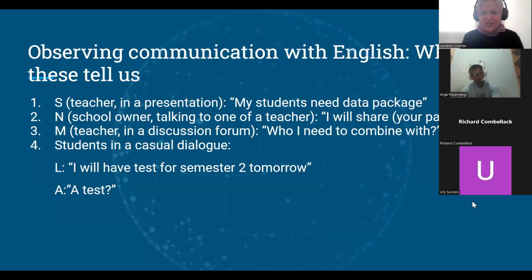Now, my question to you is, do you understand what she means by data package? If it's possible, could you give me a thumbs up icon? Or if you can't, then you can just give me a message on the chat box if you understand what she meant by data package.